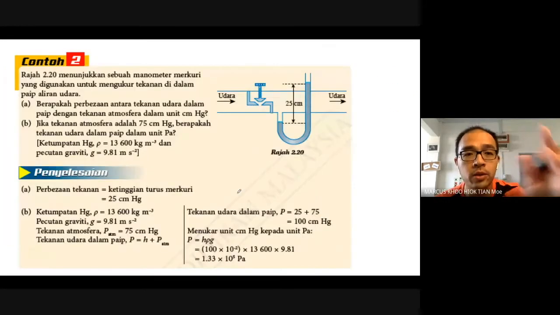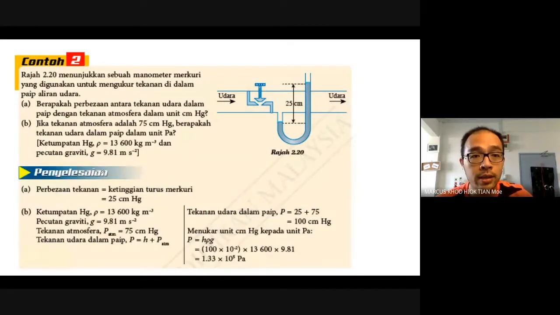So I'm going to continue with this. This is the example that is in your textbook. Take a look. The difference in height is 25 centimeters. Then we calculate the air pressure in the pipe, which is the gas pressure. Let's say you get 100 centimeter Hg, because obviously in this case gas pressure is winning, so you add. Then after you get the gas pressure in centimeter mercury, we do the Pascal conversion.